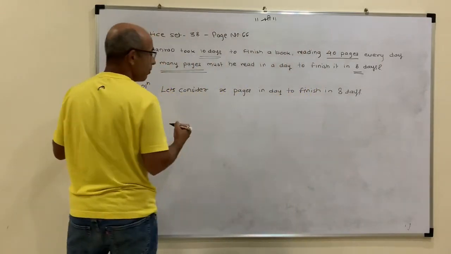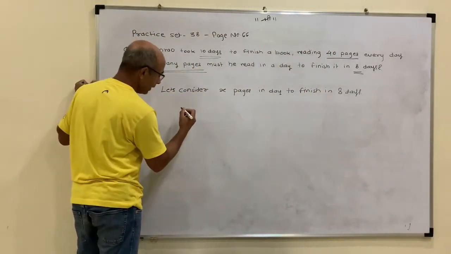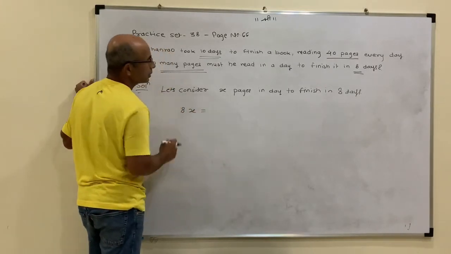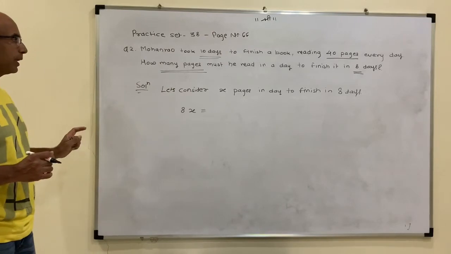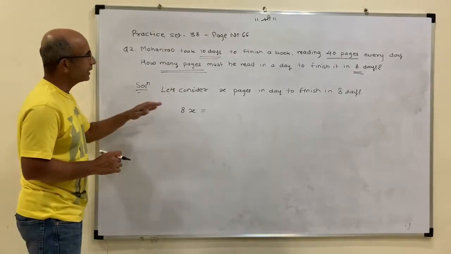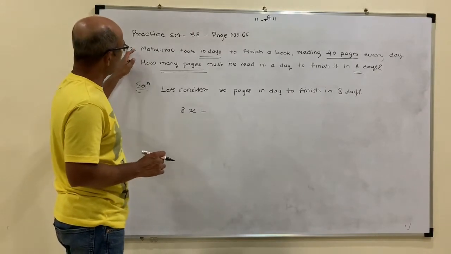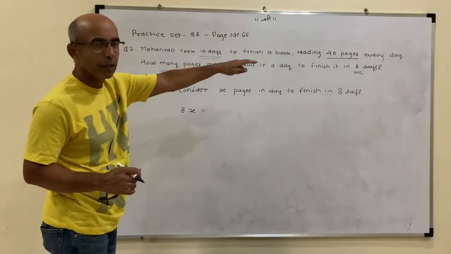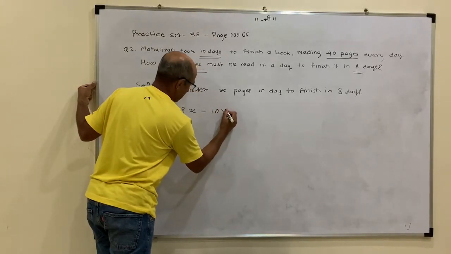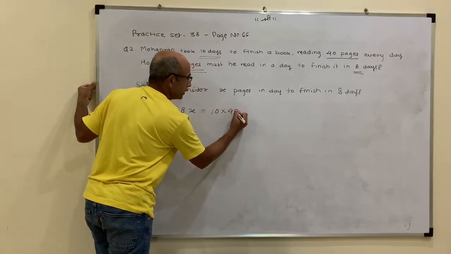Yeah. So now my equation is 8x. So he reads x pages every day for 8 days. That is 8x. And how much did he take? 10 days reading 40 pages. So here, 10 days, 40 pages.